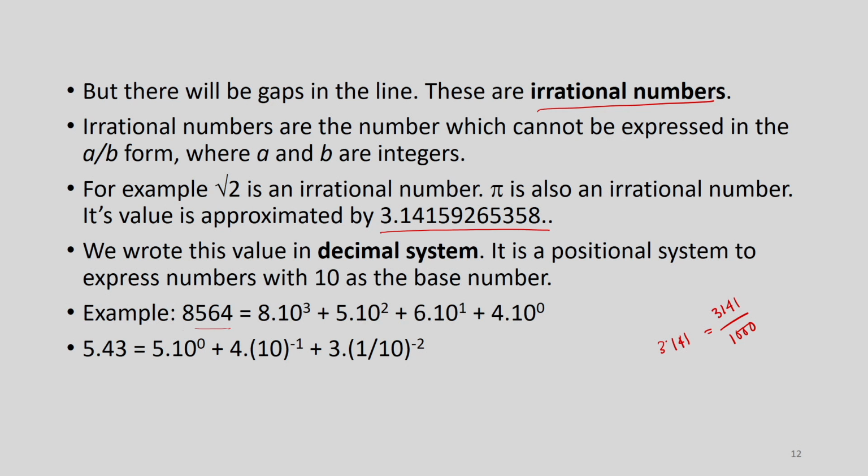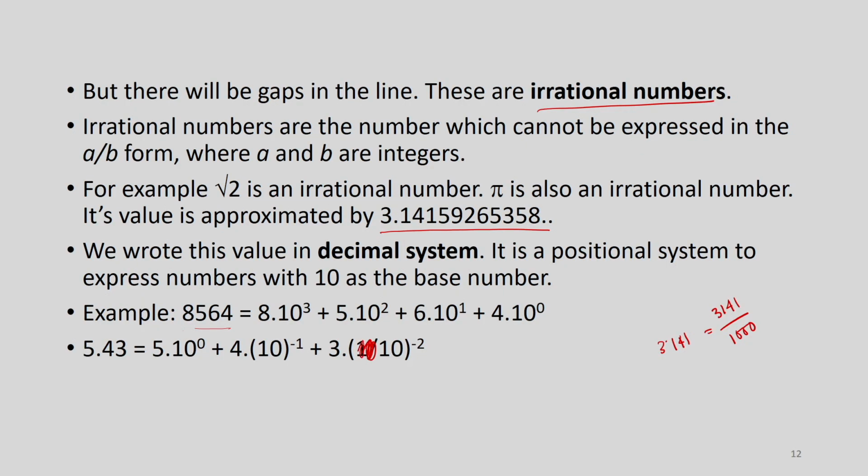You have the base as 10, and each number in the decimal system represents the power of 10, and that gives this number its position. Similarly, 5.43, this can be represented as 5 multiplied by 10 to the power 0 plus 4 multiplied by 10 to the power minus 1. So, if you are going inside the decimal, then the power will be now negative.